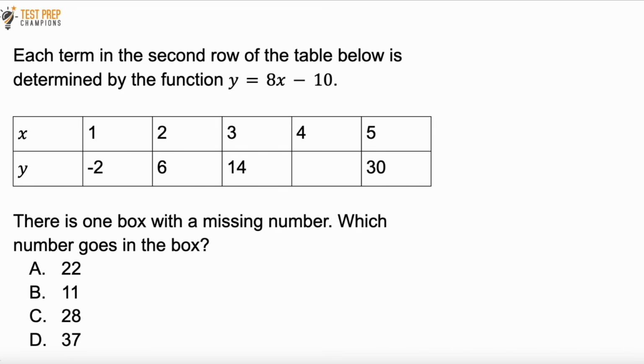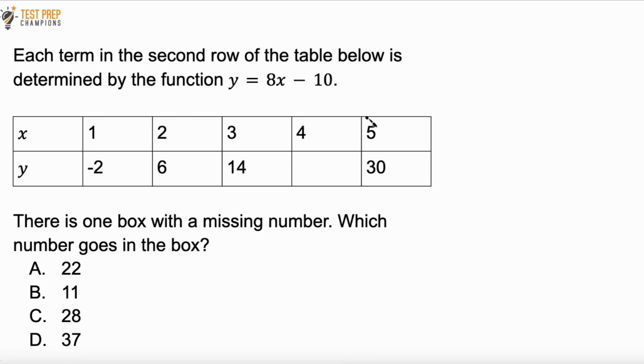Each term in the second row of the table below is determined by the function y equals 8x minus 10. There is one box with a missing number. Which number goes in the box? Is the answer A, B, C, or D? So now's your chance if you'd like to pause the video, try to figure this out, take all the time you need, and whenever you're ready, just unpause the video and we'll talk about it.